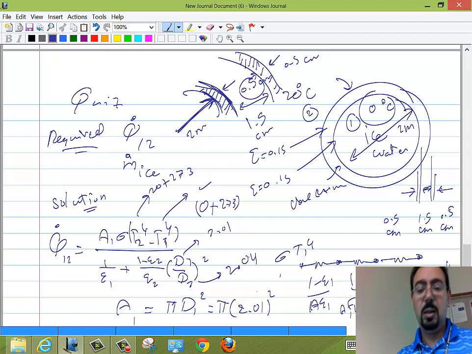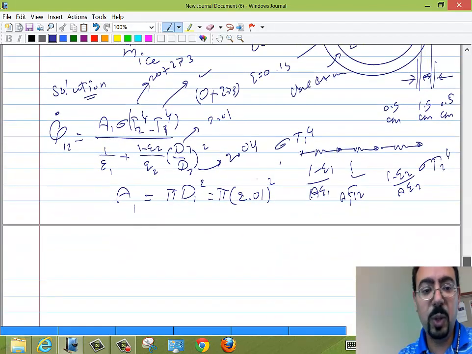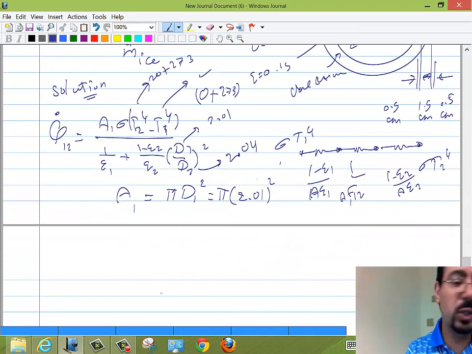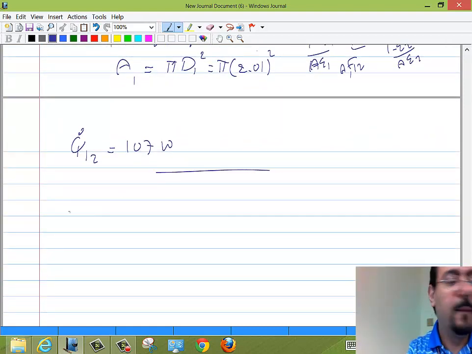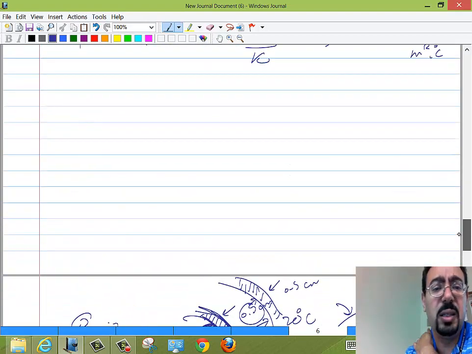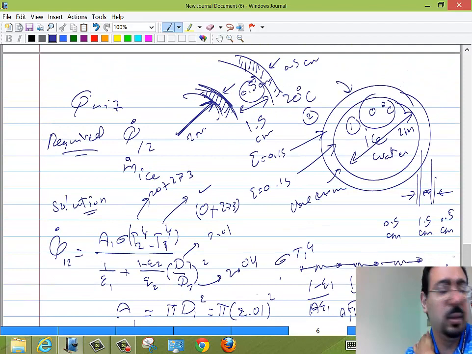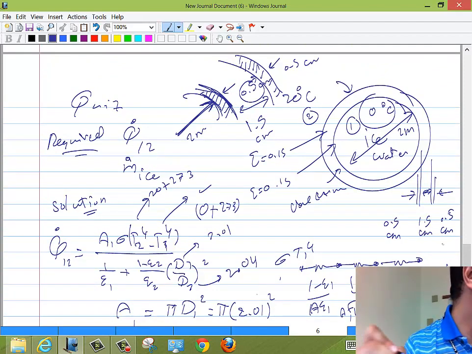All right. So anything else? We know epsilon 1 and epsilon 2, of course, and so we just calculate the Q as 107 watts. All right. Now the second part. He asked about how much ice will melt, the kilogram per second. So how can you calculate this?